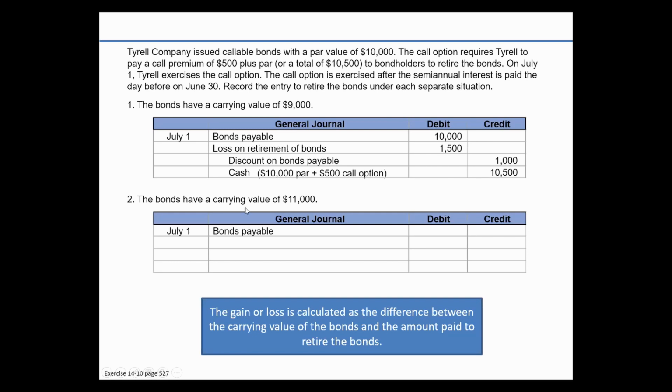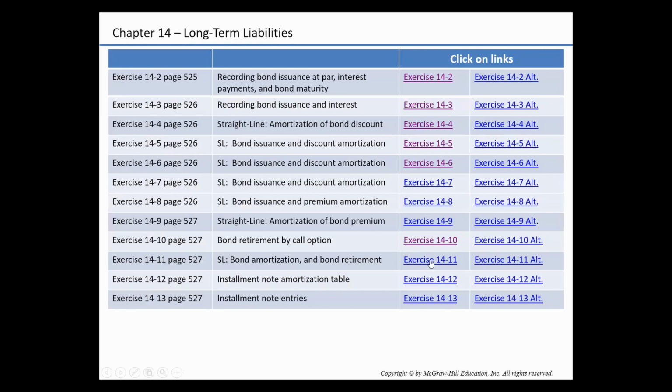So then if you look here, the next one, let's say that it had a value of $11,000. So you'd have a debit to bonds payable of $10,000, and then a premium on bonds payable $1,000, and then a credit to the gain on the retirement of bonds of $500, and then a credit to cash for $10,500, because you have the par value plus the call premium. Look at another one that maybe will make that a little bit clearer.